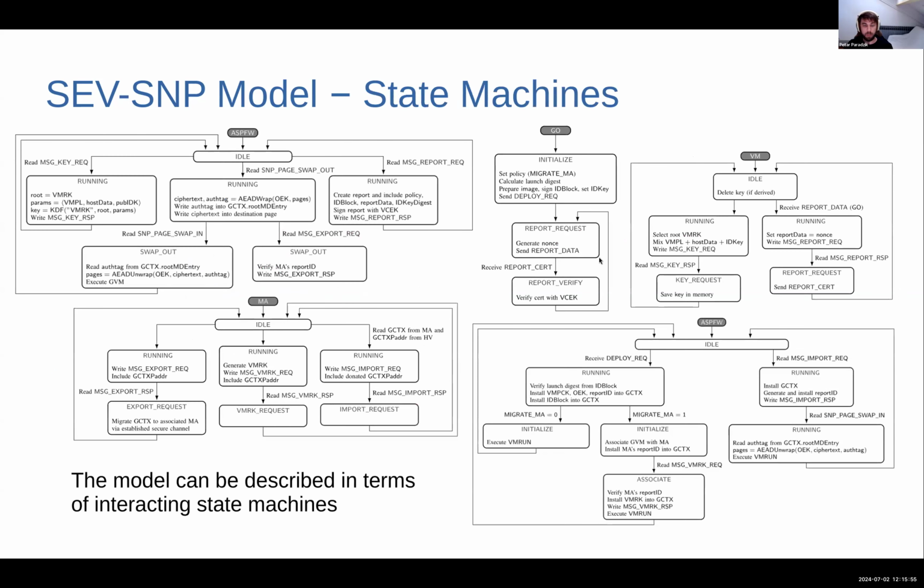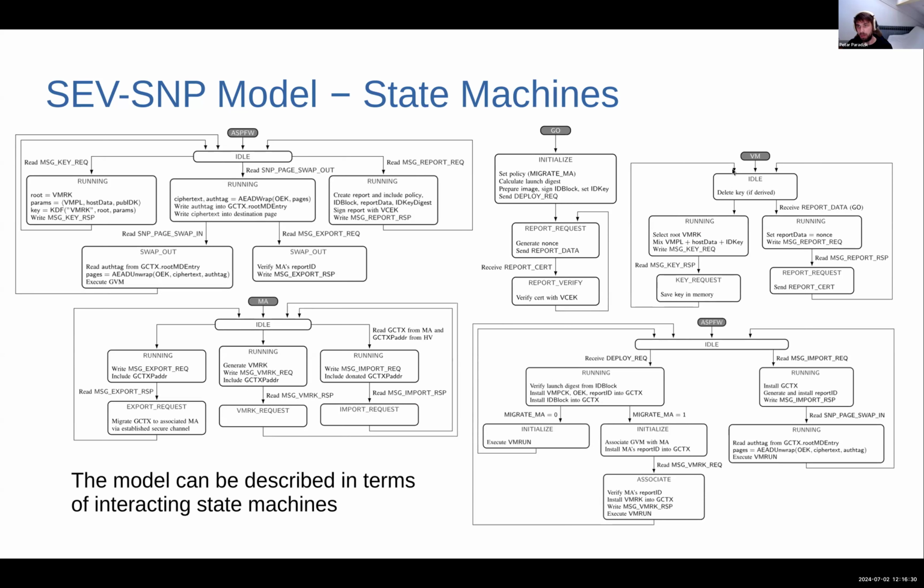Okay, so we model 4 entities, as I said previously, and our model can be described in terms of interacting state machines. So we have 2 state machines for the SNP firmware, 1 state machine for the guest owner, 1 state machine for the SNP protected guest, and 1 state machine for a migration agent. And each of these state machines can be copied an unbounded number of times. Moreover, each of these state machines supports a kind of unbounded execution.